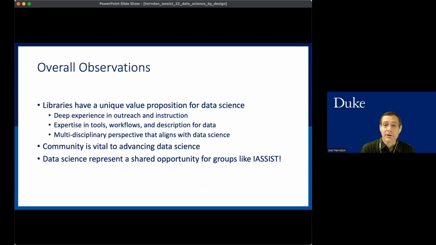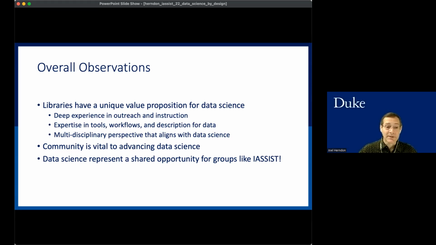I think in closing, what I would note is, first of all, I would strongly assert that libraries have a unique value proposition for data science. We have a long time of experience doing outreach and instruction, and it works very well in this space. Many of the tools and the workflows that we're currently using for data support, and have been using for many years, extend very nicely into the data science space and have been very successful. And finally, as I noted at the very beginning of the presentation, data science is multidisciplinary by nature. The library's multidisciplinary perspective really lends itself well to that by not fixating too closely on any one discipline's approach to data.